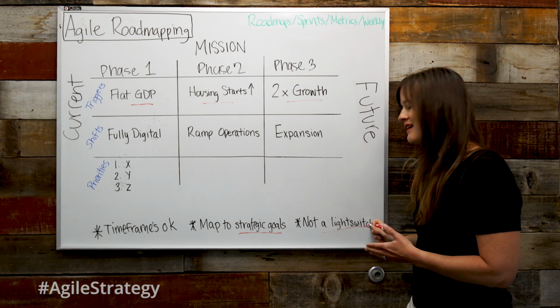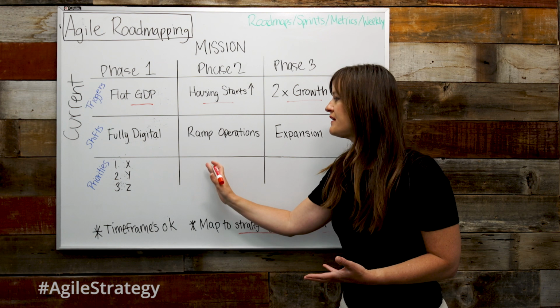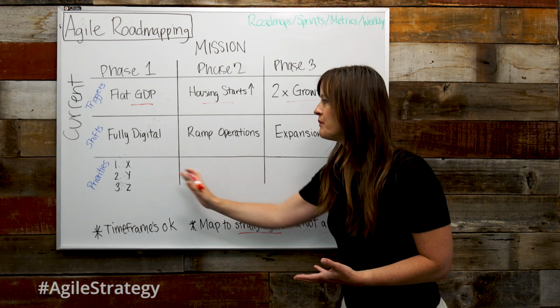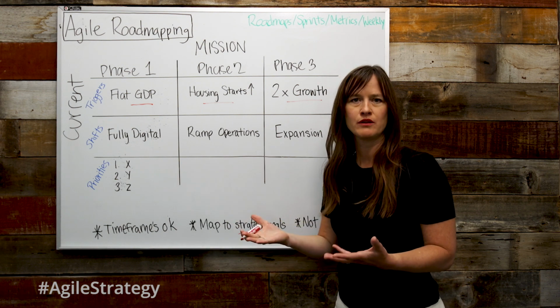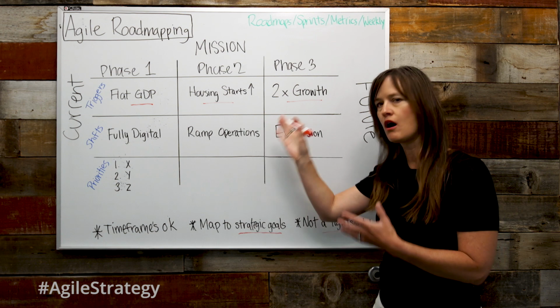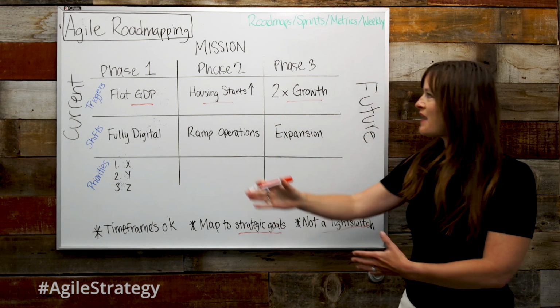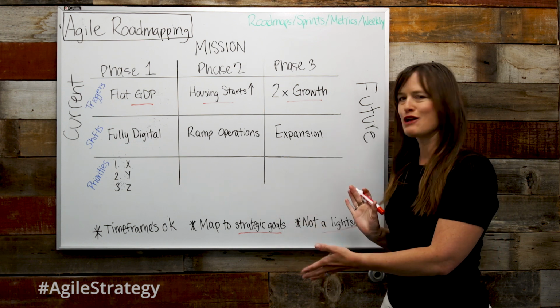And then lastly, it's not a light switch. It's entirely possible that you're in between a couple of phases, so you start to work on things here, but you're not totally moved over into phase 2. So don't debate that. It's not really worth it. Just remember this is directional, not concrete and specific. So with that, that's how you shift from a standard roadmap to an Agile roadmap.